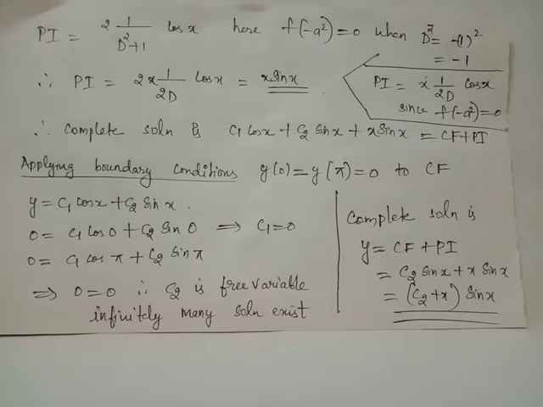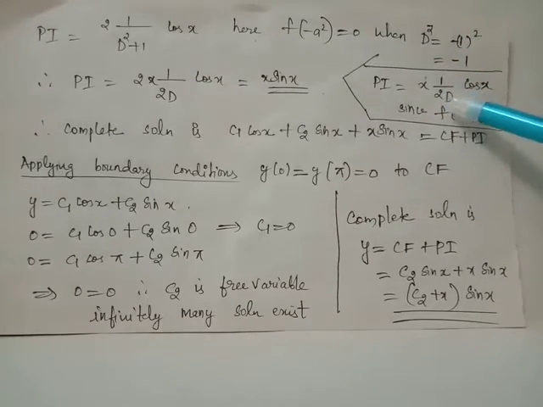Since the denominator became 0, we have to take the derivative of operator f of D, and thus the particular integral becomes x into 1 by 2D applied on cos x, because 2D is the derivative of D square plus 1. 1 by D is the inverse differential operator, or we can perform integration over cos x. We have integral cos x equals sin x. Thus particular integral is obtained as x by 2 into sin x.